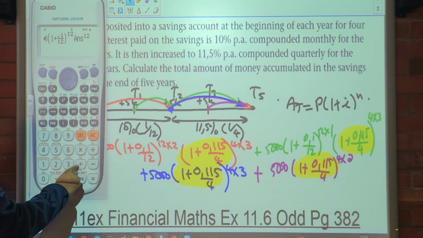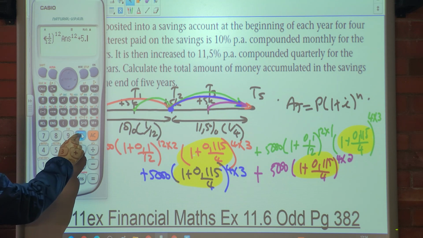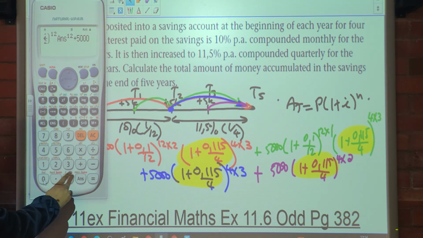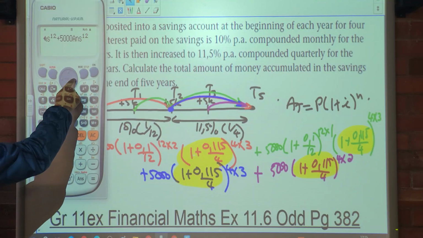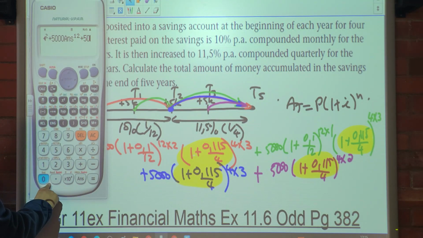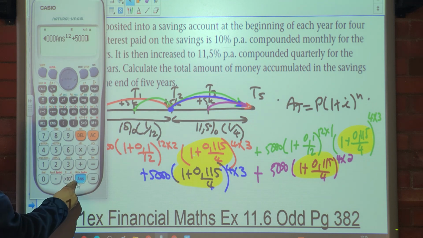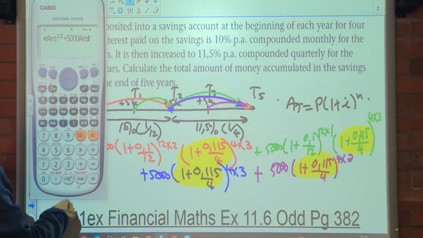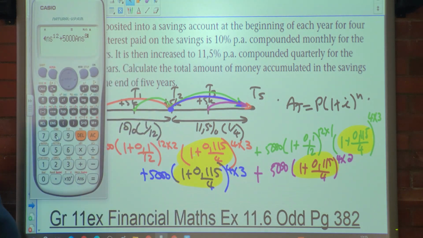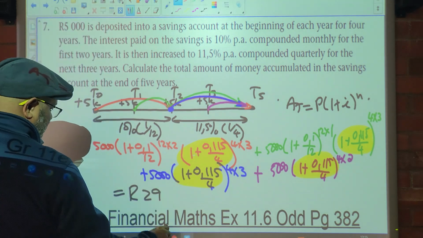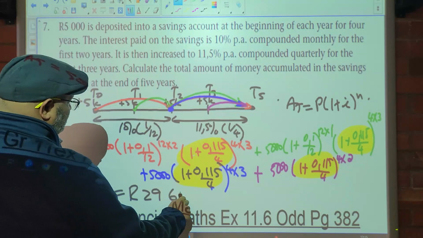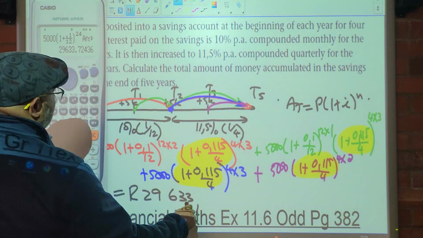plus 5,000. Whoops. Somebody check the answers along. The exponent 12 plus 5,000. Answer. Exponent. What's the answer? It's correct. 29,633 rand and 72 cents.